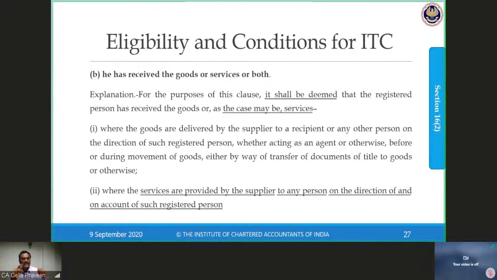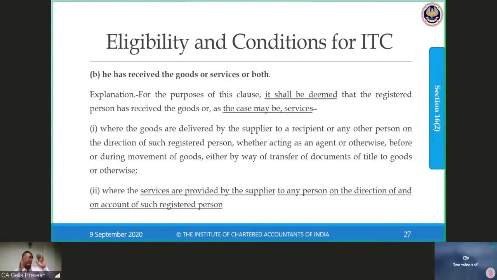The point number 1 says where goods are delivered by the supplier to a recipient or any other person on the direction of such registered person, acting as an agent or otherwise, before or during movement of goods, either by way of transfer of title to the documents or otherwise. This particular provision says bill to ship to model. I am a registered person in the state of Tamil Nadu. My supplier is there in Maharashtra, Pune. I have got a customer somewhere in Indore. Now, for me, instead of buying the metal from Pune, getting to Tamil Nadu, again sending it back to Indore, there is a freight cost, there is a transportation and there is a delay.